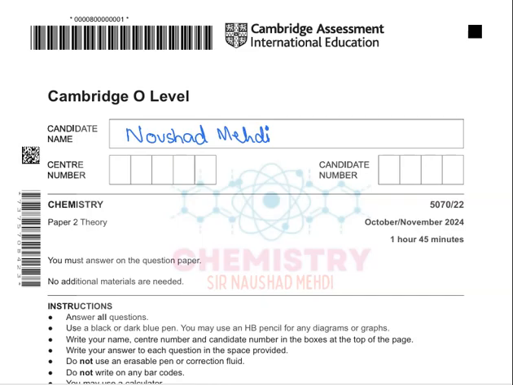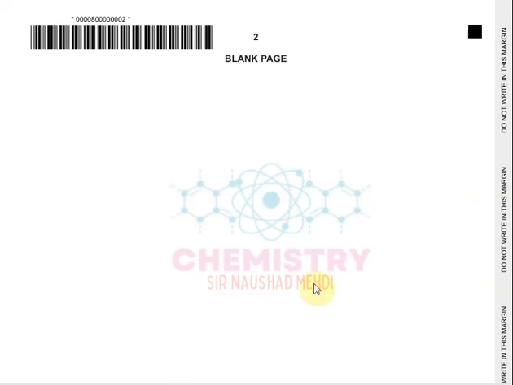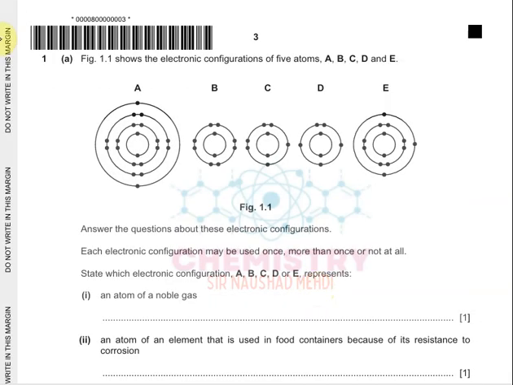In today's video, we're going to solve the past paper of the October-November 2024, which is paper 2. So let's start. In the first question, it is saying that different electronic configurations of the atoms are given to you, and you have to use them to answer the following questions.